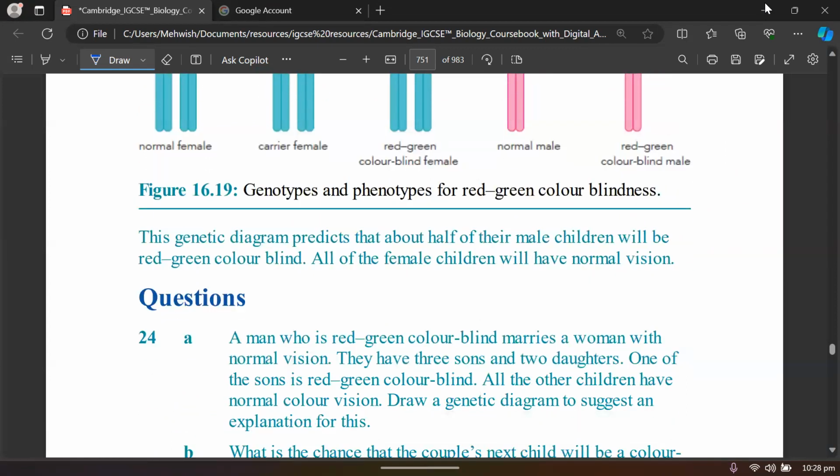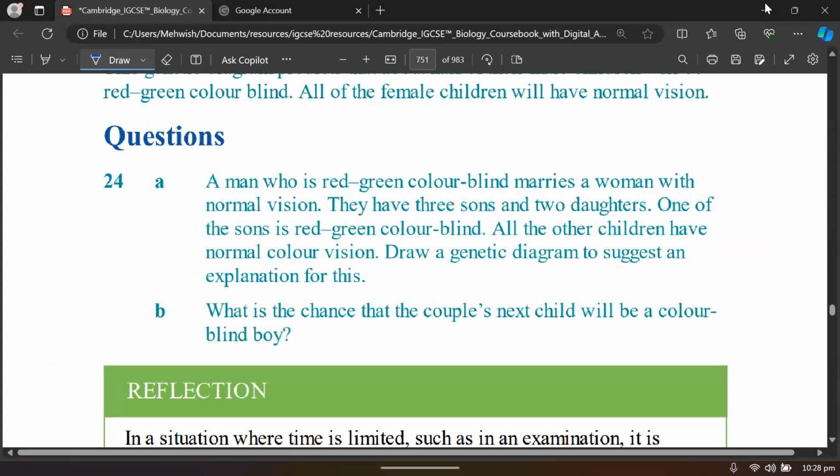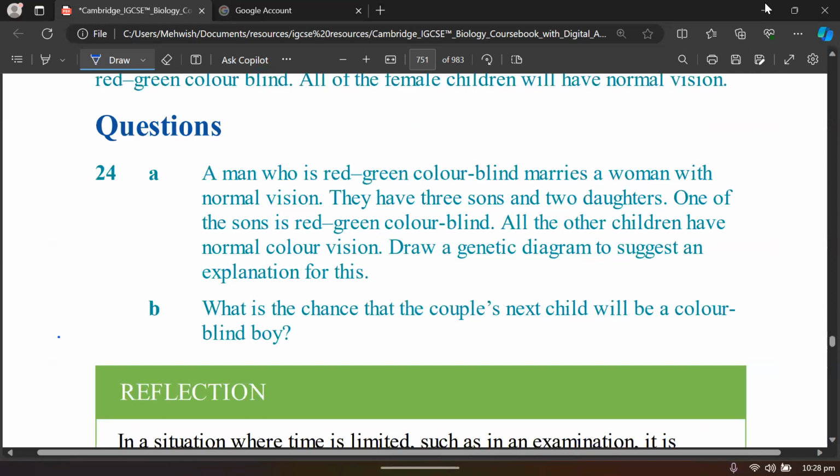So this is another way to show how color blindness is inherited. There are so many other diseases that are inherited by the X chromosome. So they have given us a question here. Let's solve this. A man who is red-green color blind marries a woman with normal color vision, right? They have three sons and two daughters. One of the sons is red-green colorblind. All the other children have normal color vision. Draw a genetic diagram to suggest an explanation for this.